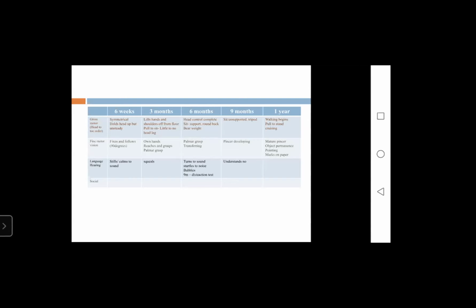At 9 months, understands no. At 1 year, usually they have their first words, okay? First words with meaning. So Baba actually means dad, not some random person or everything under the sun. Mama actually means mom. So when you ask for history, be careful if the mother says the child is saying Papa, Mama. You must distinguish whether that's just babbling or whether it's actually a word which means dad or mom.